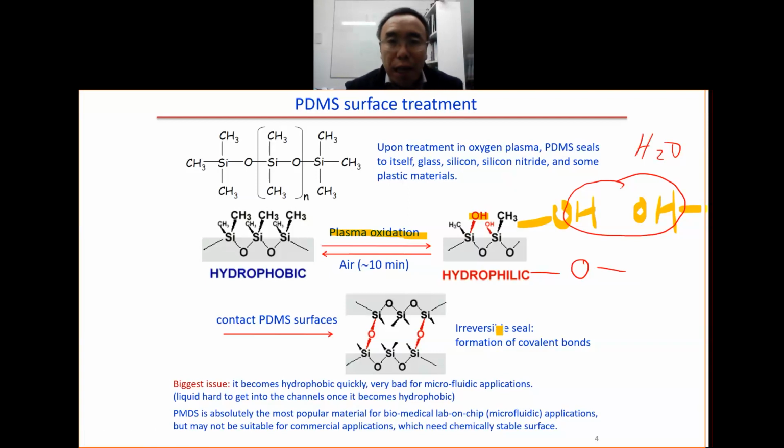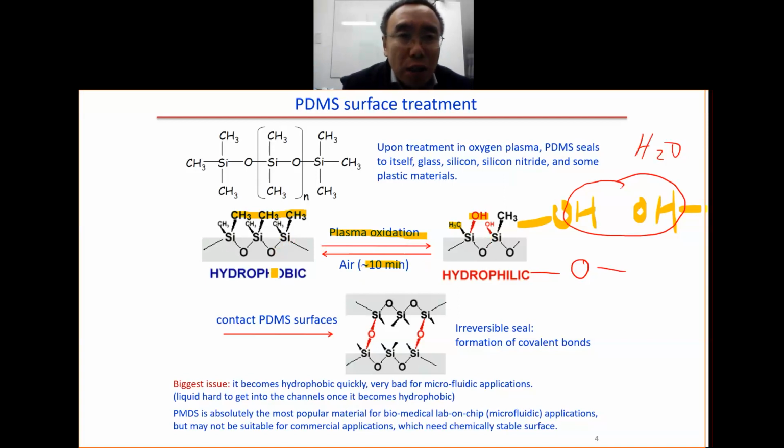So the problem is that, even though you can make it hydrophilic, because the PDMS molecule is kind of movable, after about 10 minutes the methyl group below the surface will come over. So the top surface will become methyl group again, because this one is low surface energy, stable state, while high surface energy is not a stable state. Only 10 minutes and it will become like this.